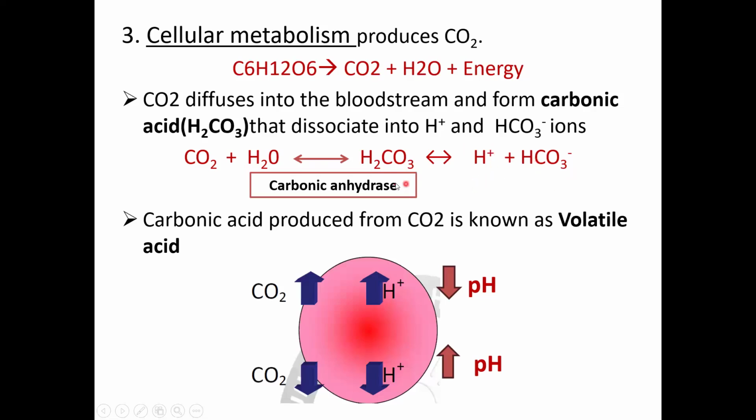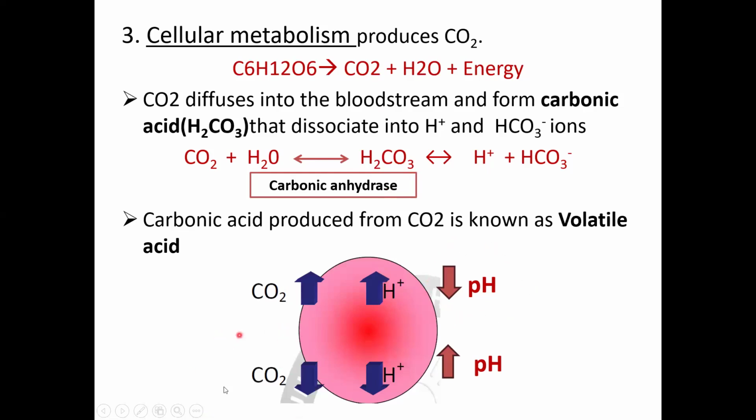Carbonic acid, which is produced as a result of the diffusion of carbon dioxide in the water, is known as volatile acid. Why volatile acid? It is not a fixed acid, because it is produced from the carbon dioxide gas. So you can see here that inside the blood, when more and more carbon dioxide is dissolved, more and more hydrogen ions are produced, and as a result, the pH of the blood is going to decrease.